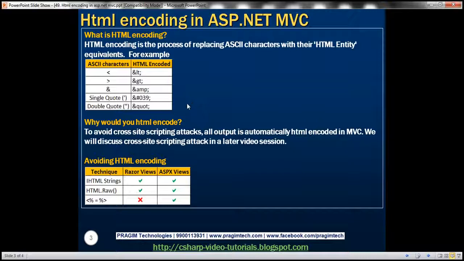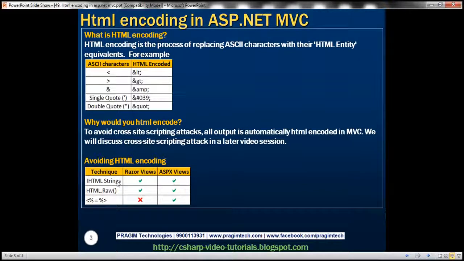This is to avoid a security threat called cross-site scripting attack. So what's cross-site scripting attack? We'll discuss cross-site scripting attack in detail in a later video session, but for now understand that to avoid cross-site scripting attacks, all output is automatically HTML encoded in an MVC application. But sometimes it's necessary that we want to disable or avoid this automatic HTML encoding, and there are three ways to do that. Okay, these are the three techniques that are listed, both for Razor and ASPX views.